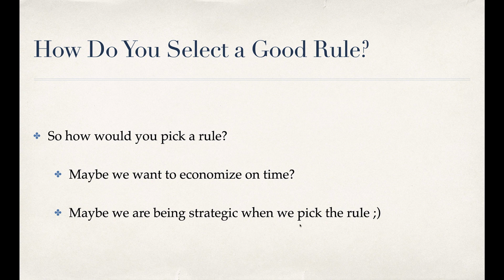Also, maybe we're being strategic when we pick the rule. I love it when I'm in a faculty meeting or on a search committee, and they go, well, how should we vote on this? And they turn to me and say, hey, Reagan, you know all about voting rules. Which voting rules should we pick? Well, I know the properties of these voting rules. I basically know my colleagues' preferences over different types of policies and usually different types of candidates for jobs. And so I could pick a voting rule that might give me the best chance of getting what I want. So I'll always volunteer to be the person who decides what the voting rule should be.